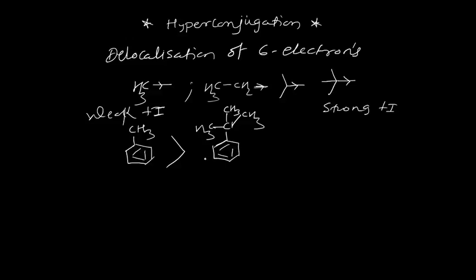So this change in behavior can be explained with the help of hyperconjugation. The delocalization of sigma electrons is possible in the case of the methyl group attached to the benzene ring, that is in toluene, and such delocalization of sigma electrons is not possible in the case of tertiary butyl benzene. So we can understand this with the help of this delocalization; we can write toluene in this form: C, H, H and H.